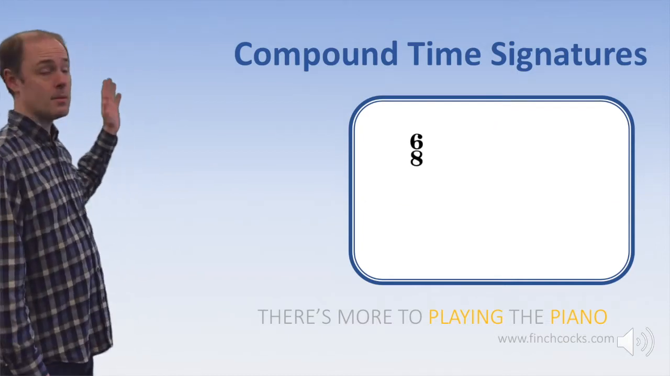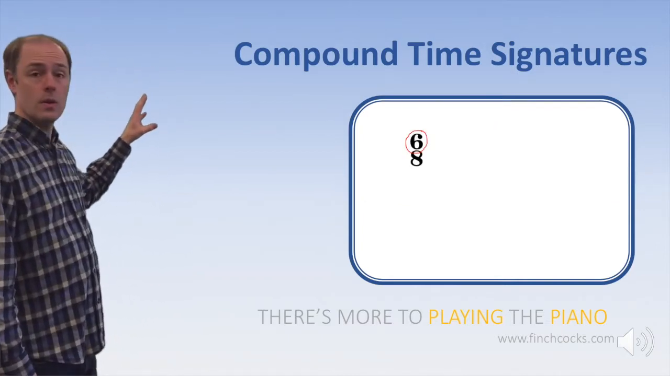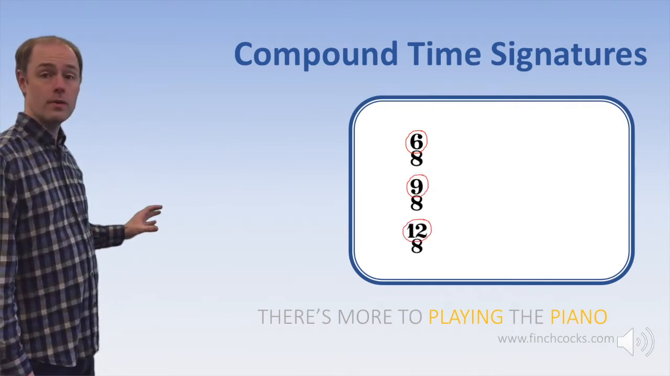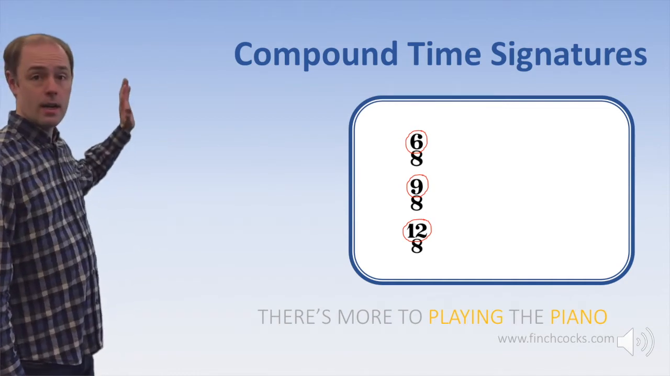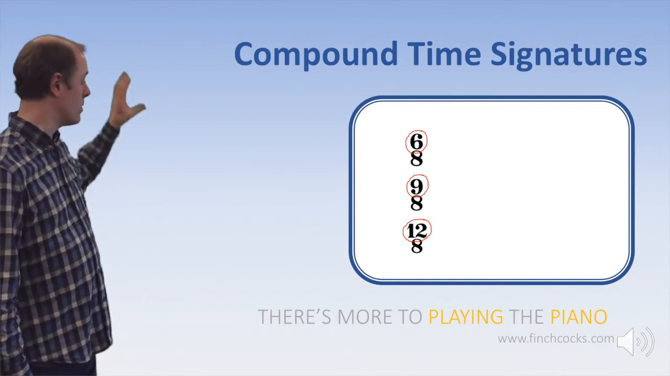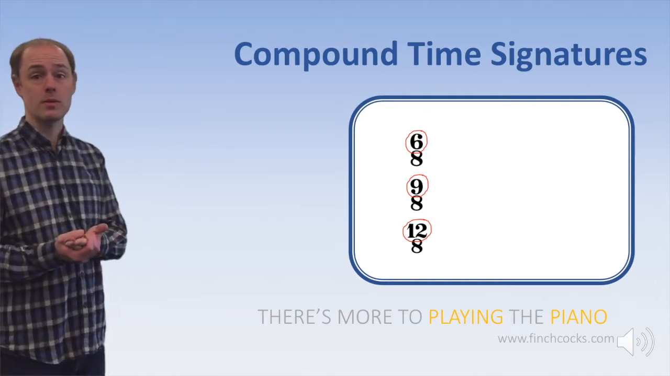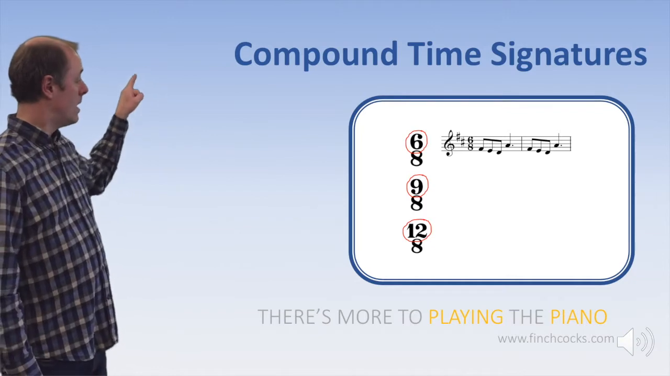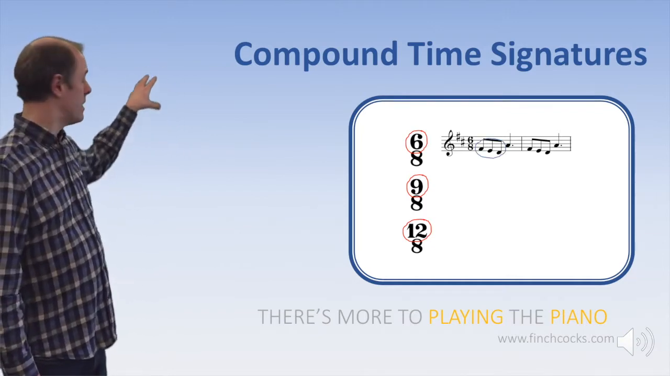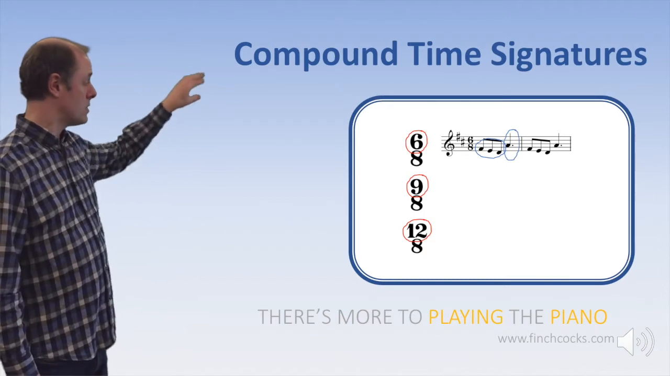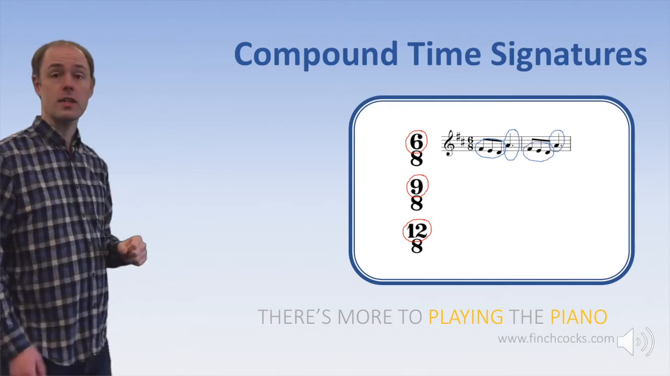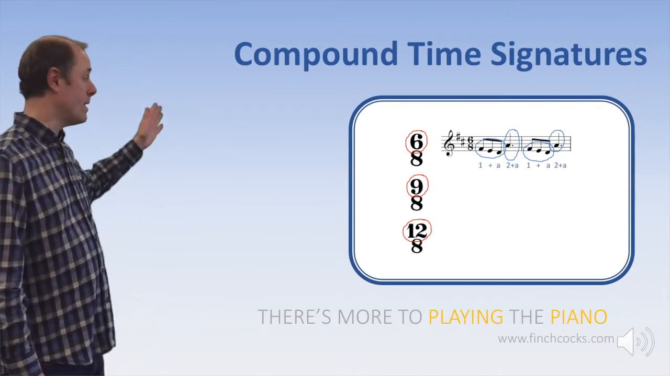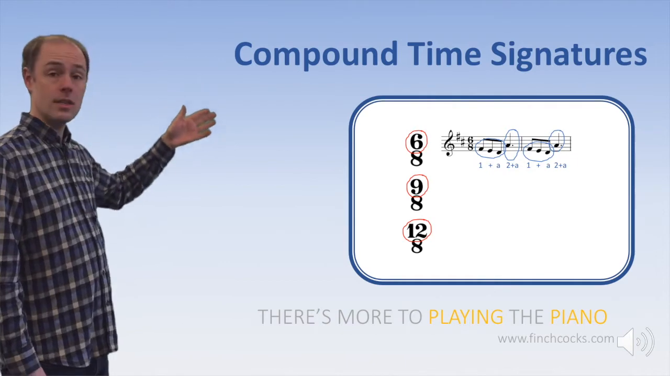Now take a look at these time signatures. 6 quavers per bar, 9 quavers per bar, 12 quavers per bar. Straight away, I expect you've noticed the 3 times table going on. We've got 6, 9 and 12 as our top notes. Here's an example of a piece of music written in 6/8. I'm just going to put a ring around the groups of 3. 3 quavers, a dotted crotchet. 3 quavers, a dotted crotchet. When I'm playing that music and counting that music, I'll count it like this. 1 and a 2 and a 1 and a 2 and a.